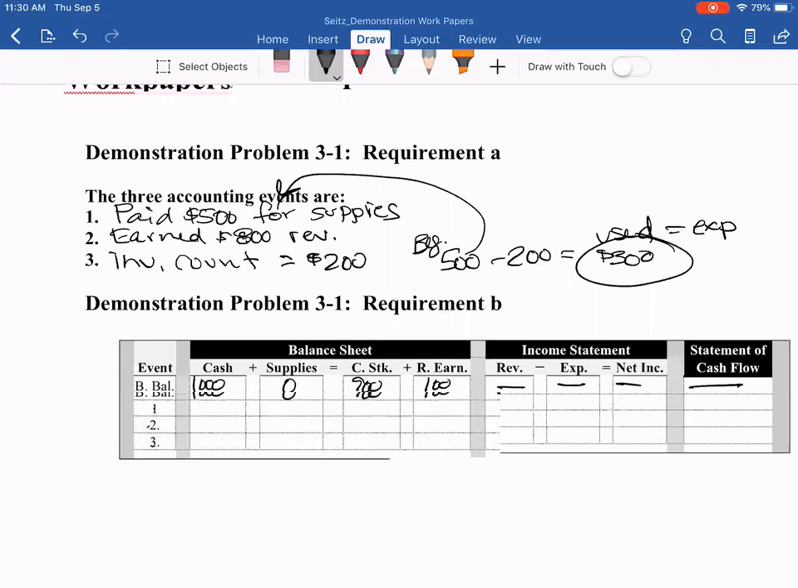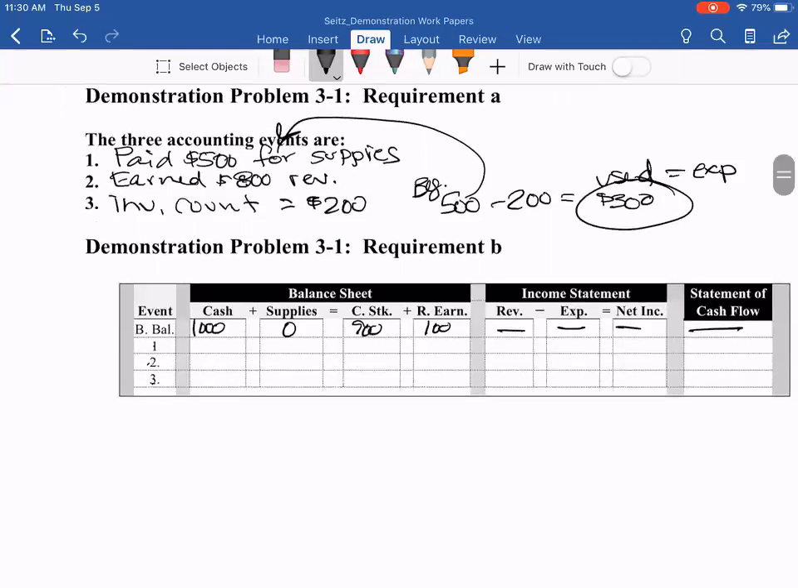So the 3 transactions is we paid $500 for supplies. So I'm going to decrease my cash account by $500. I'm going to increase my supplies account by $500. So I'm just basically doing an asset exchange there by increasing supplies and decreasing cash. There is no effect on the income statement, but what we do see here is that there's a $500 decrease to operating activities for the statement of cash flows.